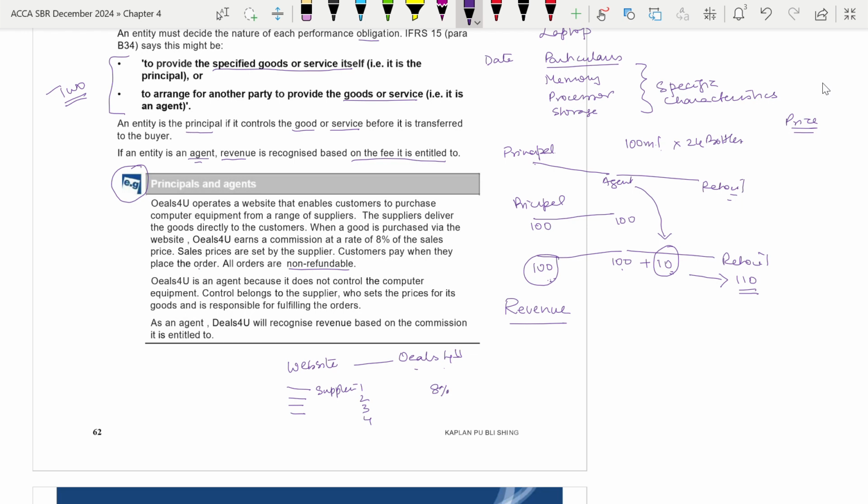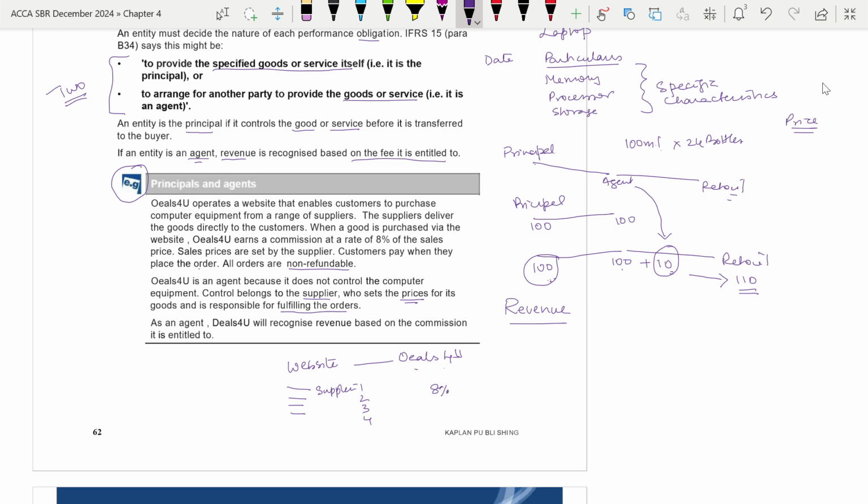OILS for you is an agent because it does not control the product. Computer equipment is nothing but a product. Control belongs to the supplier. The supplier will set the prices for his goods and is responsible for fulfilling the orders. You are ordering through the network, but you have to consider from which supplier and which place you have to order. The supplier will fulfill all the requirements.